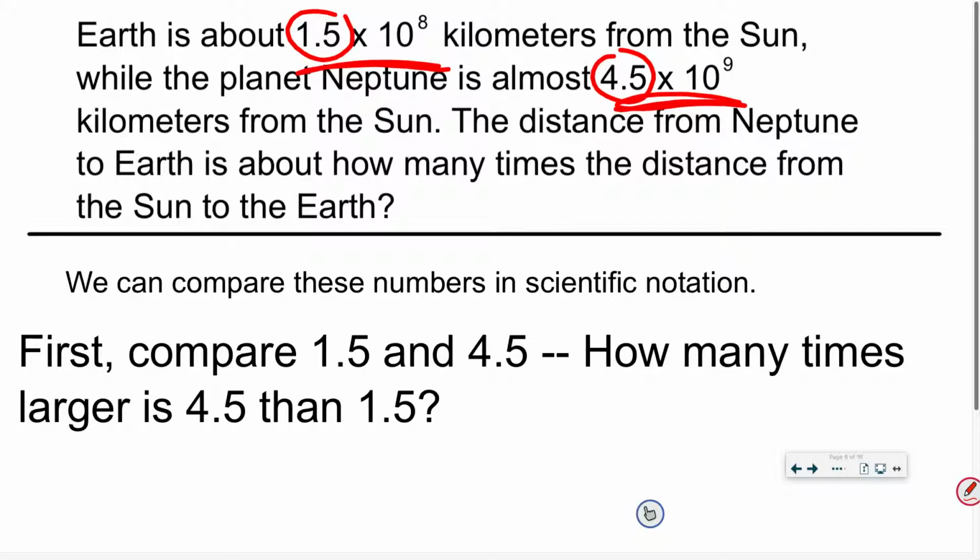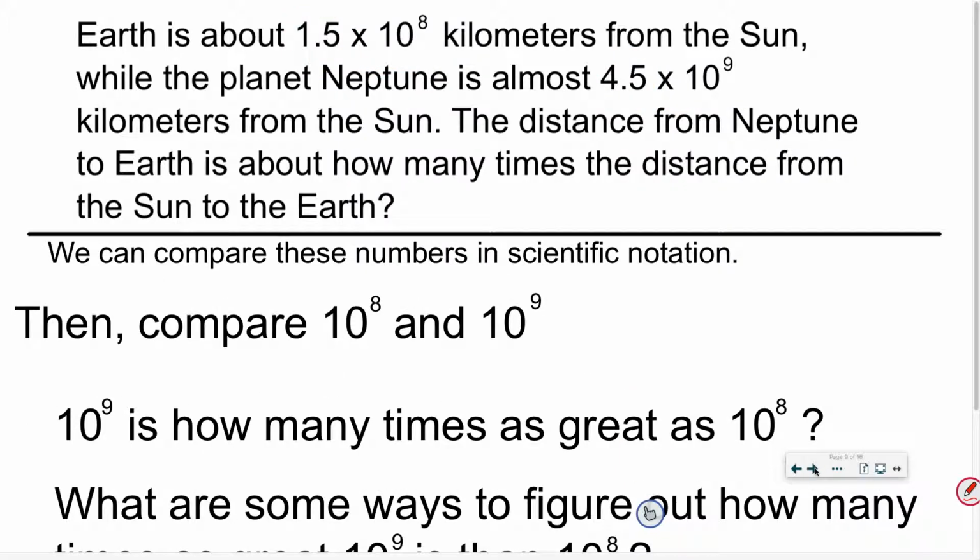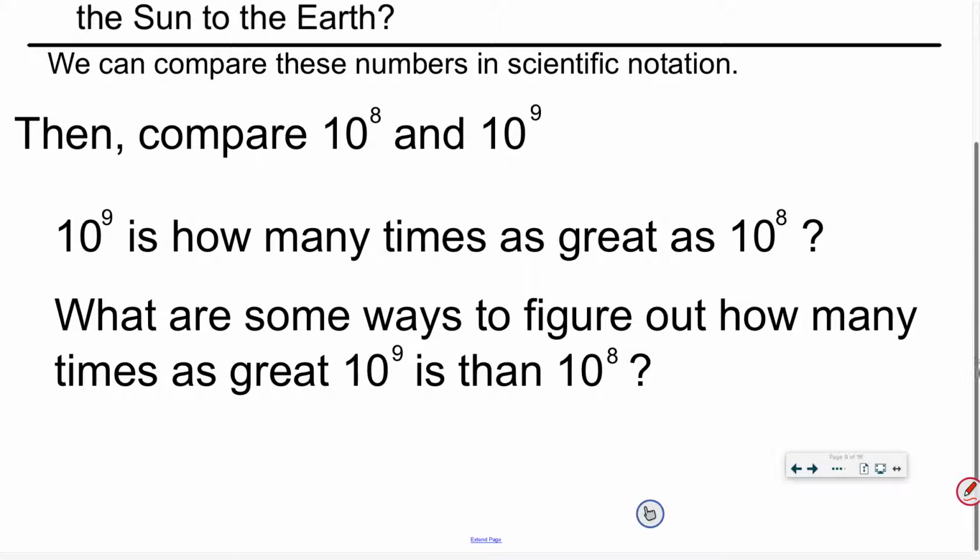Yeah, because if I multiply 1.5 times 3, I get 4.5. So I know that it's 3 times larger. Now be very careful here. I know in this example, and looking back, maybe not the example I should have used, because 4.5 minus 3 is also 1.5. We are not subtracting here because we're trying to find out how many times larger, so we divided to get that number. Now, how do we compare 10 to the 8th and 10 to the 9th?